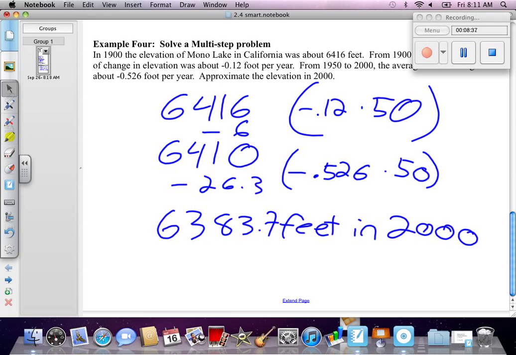So I took the number of feet it decreases times the year, because that was approximately how much it did per year. And then I subtracted that from the total feet.